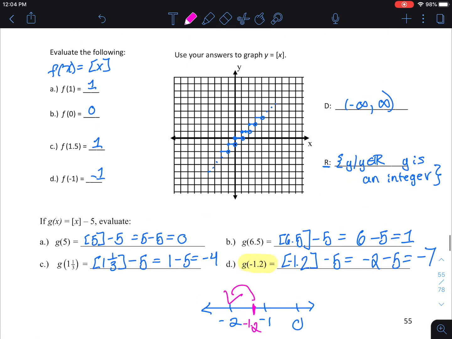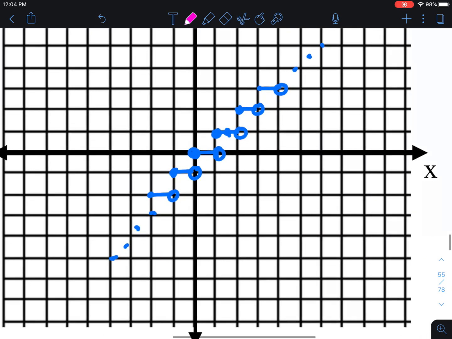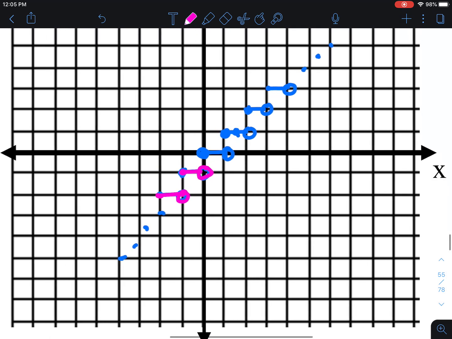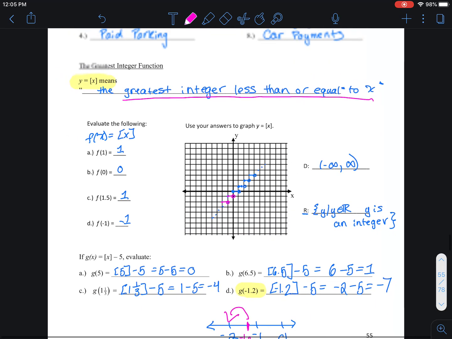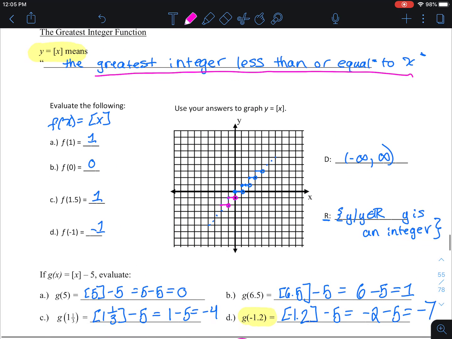So this is the greatest integer function, and this sort of step pattern where there's a horizontal line and then an open circle is the pattern that you see with step functions. So for a given interval, in this case it's units of 1, the output remains constant, and you end each horizontal line with an open circle to maintain that it is a function. So that is the greatest integer function.